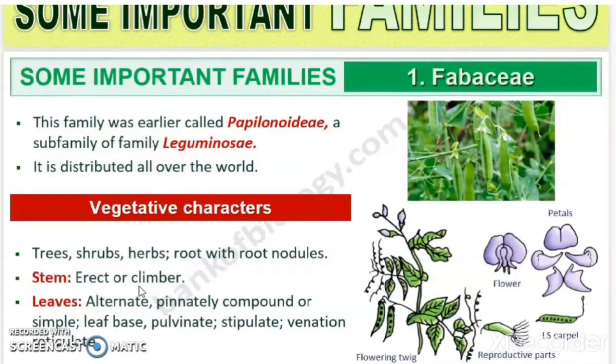When we say simple, they will have incisions, and these incisions will not reach the midrib. So when its lamina is entire, or when incised, the incisions will not reach the midrib. Such a leaf is called as simple. Hibiscus, for example: incisions are there, but they will not reach the midrib.